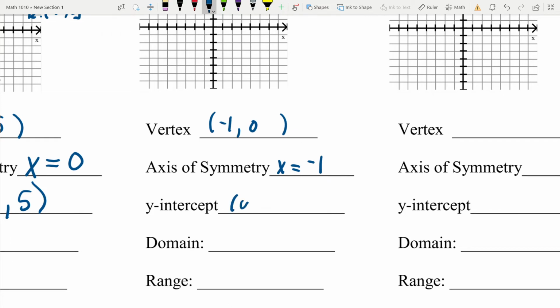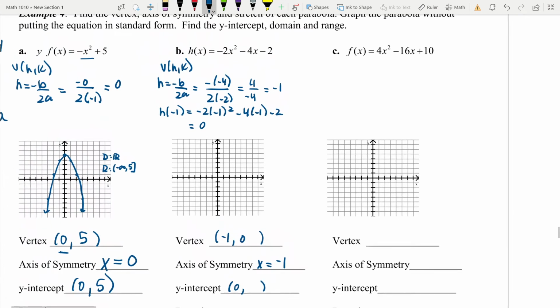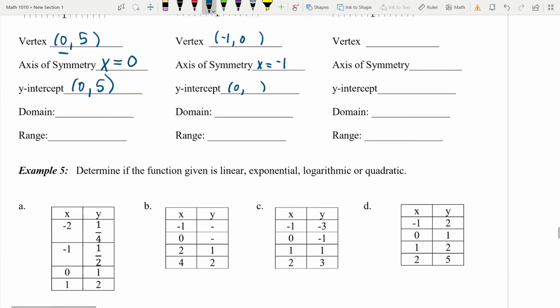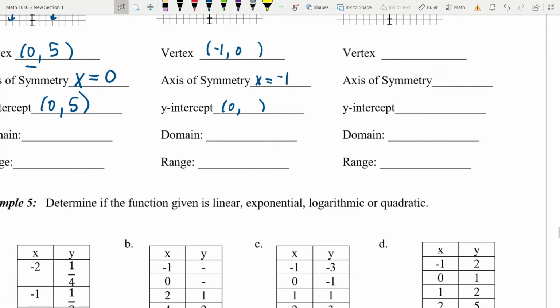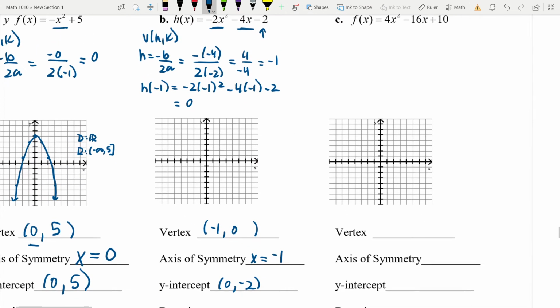To find the y-intercept, I'm going to let x be 0. Look at the original equation. If x is 0, this goes away and this goes away. So what am I left with? The one that has no variables with it. So that would be negative 2. Now let's graph it. Negative 1, 0, guys, is right here.